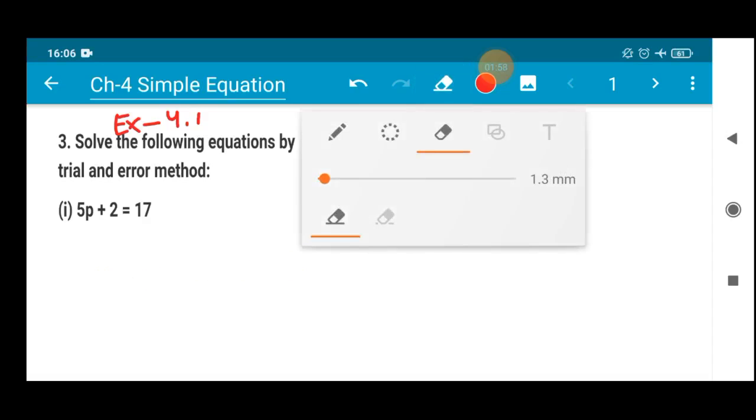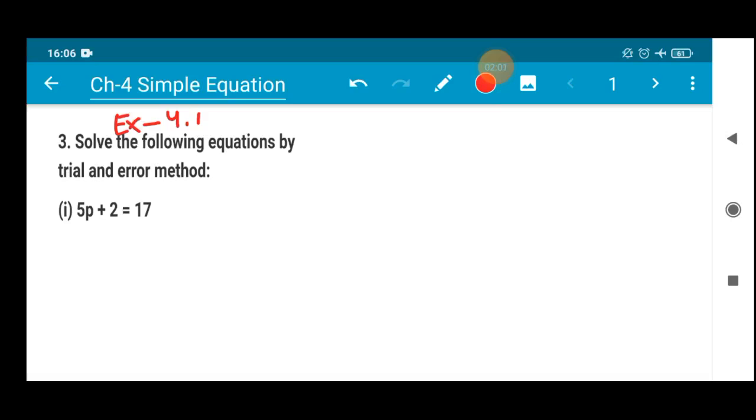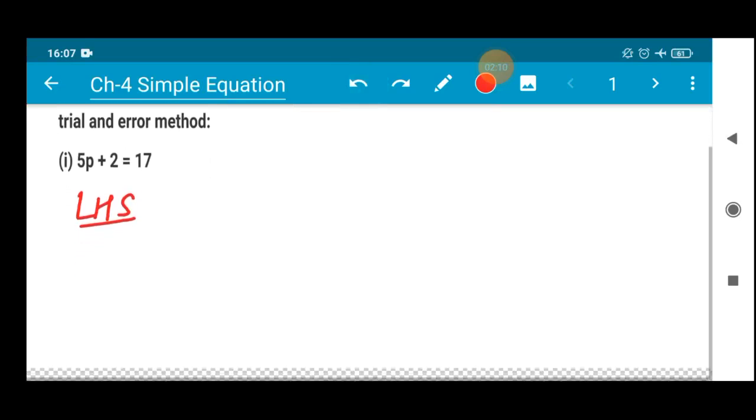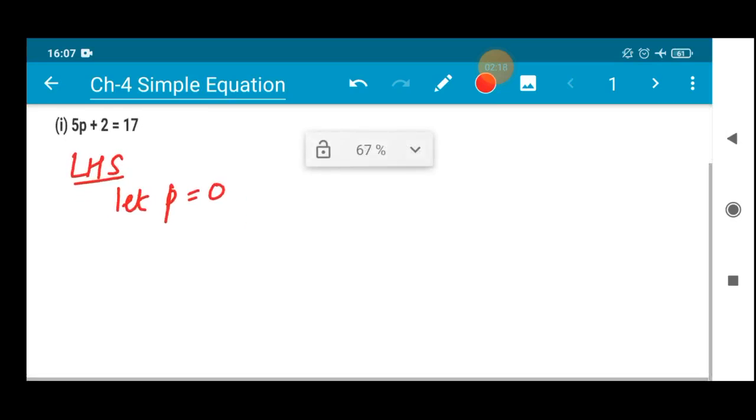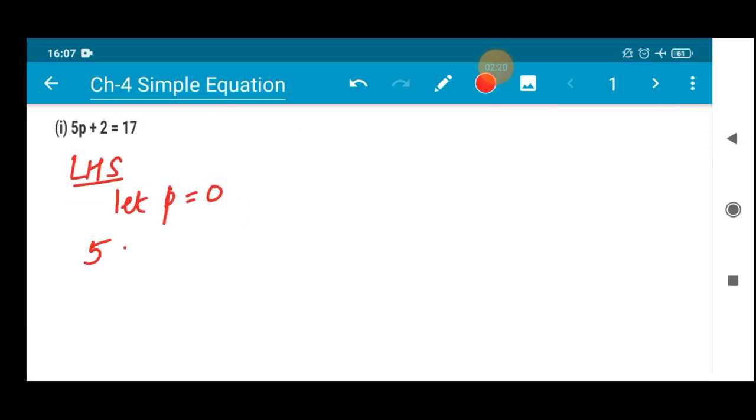So in order to solve this, let us divide this equation into two sides, left hand side and right hand side. Right hand side is this and left hand side is this. First of all, let's solve the left hand side in order to get the right hand side, that is 17. So let p is equal to 0 first. So 5 into 0 plus 2. 5 times 0 is 0, plus 2 is equal to 2.